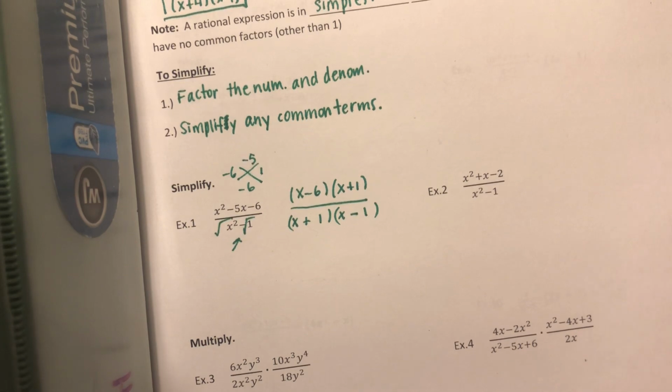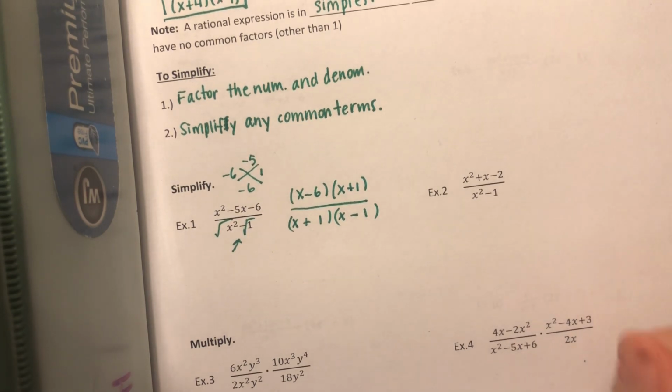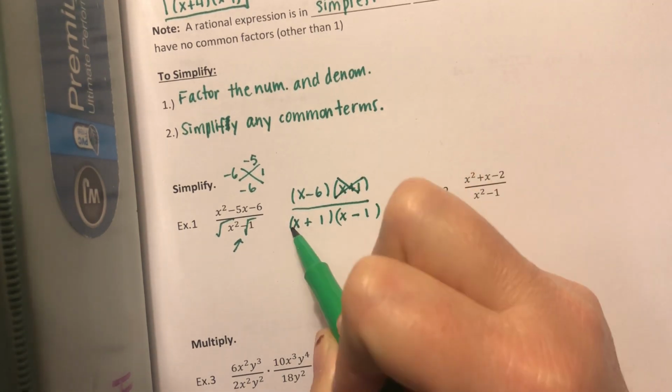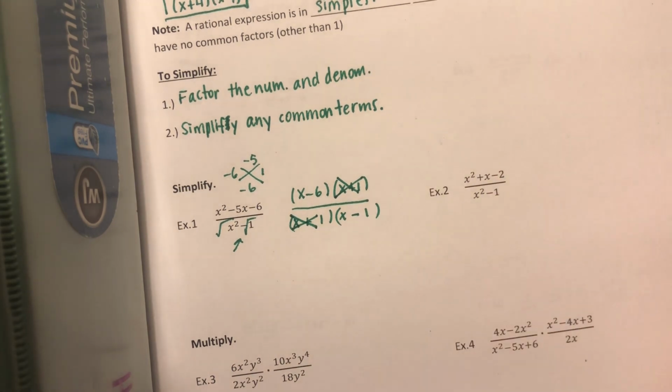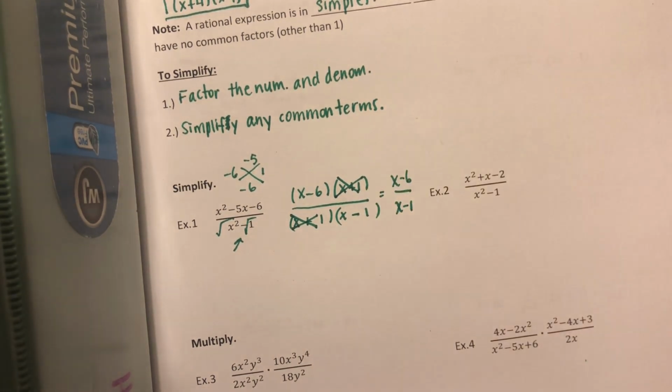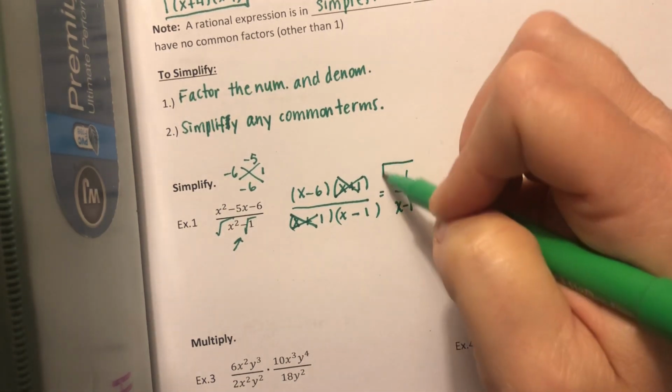So we factor the numerator, we factor the denominator. Now we want to cross out or simplify any common terms, because anything divided by itself is 1, okay? So right here, we see an x plus 1 on the top, we see an x plus 1 on the bottom. Those are going to simplify. Final answer, x minus 6 over x minus 1. You can leave the parentheses if you want.